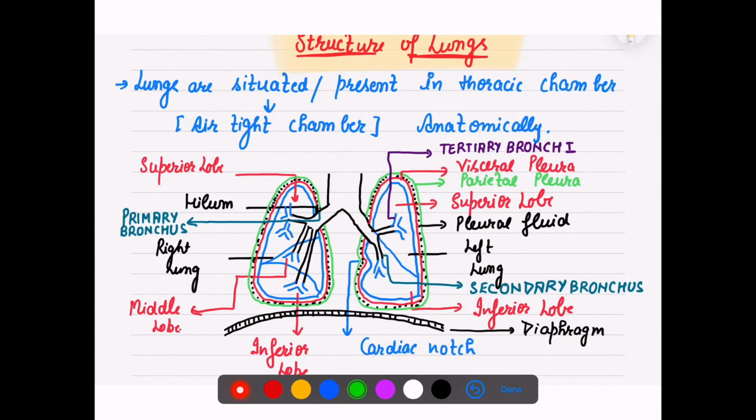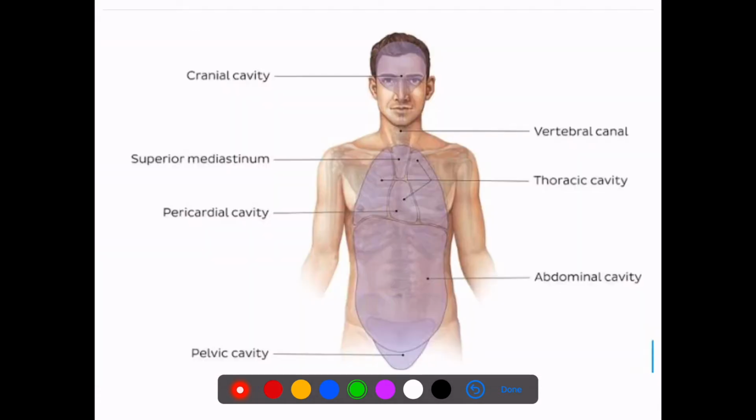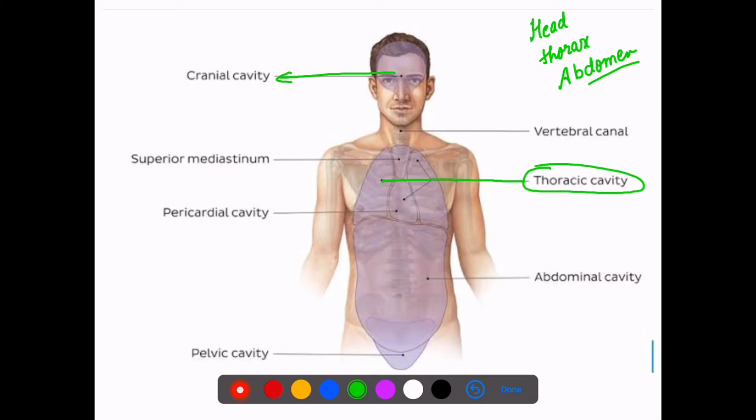If we talk about the structure of lungs, many times I have told you that our lungs are situated in the thoracic chamber. First of all, you need to understand that our body is divided into head, thorax, and abdomen. These are the three areas where different structures are present. In the head area there is the cranial cavity, in the thorax there is the thoracic cavity where your lungs are present, then the abdominal cavity, and the last one is the pelvic cavity.